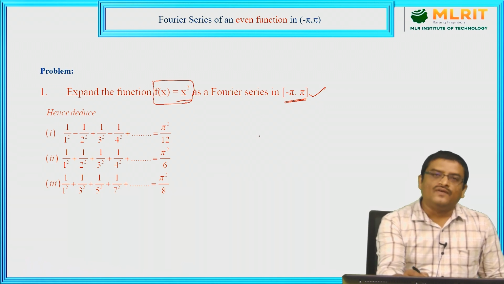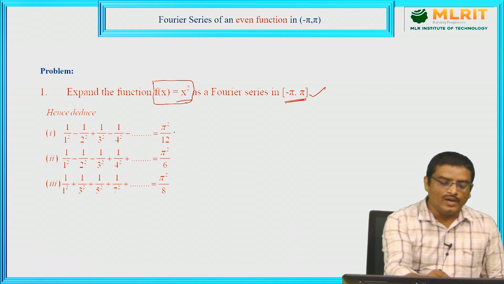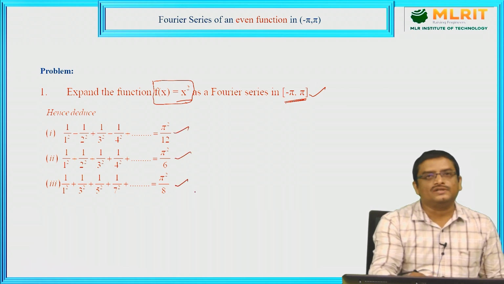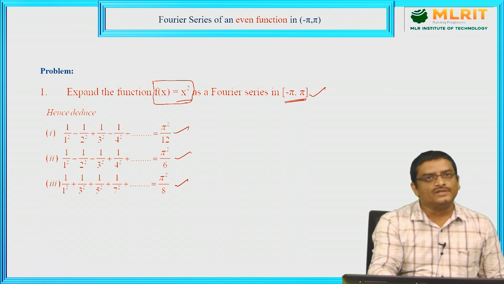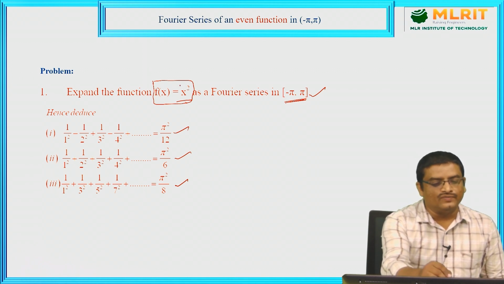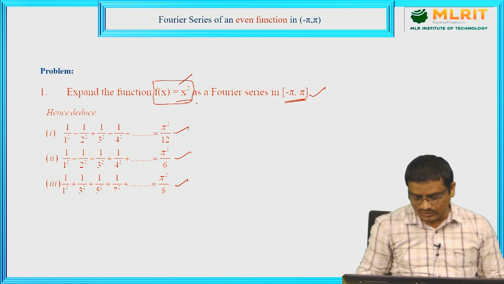Once we get the Fourier series of that function in the interval minus pi comma pi, by using that Fourier series we have to prove these three conditions here. Okay, now we will complete the first stage. Now we will see how to find out the Fourier series for f of x is equal to x square.